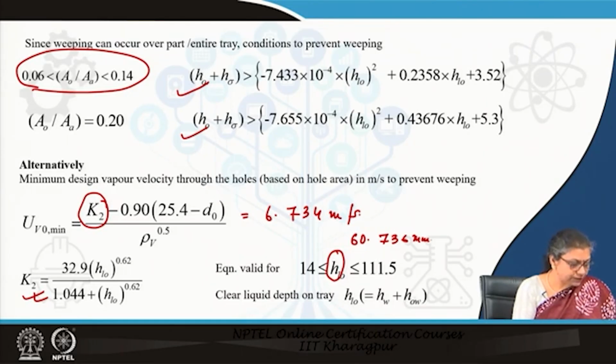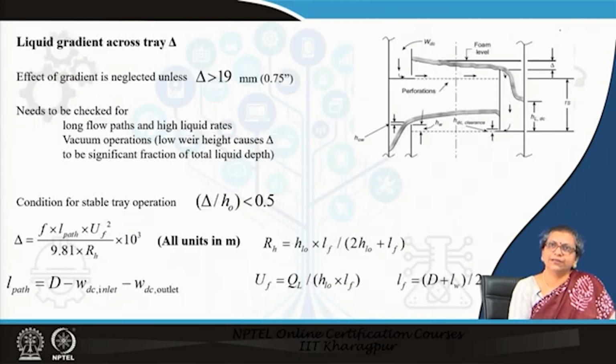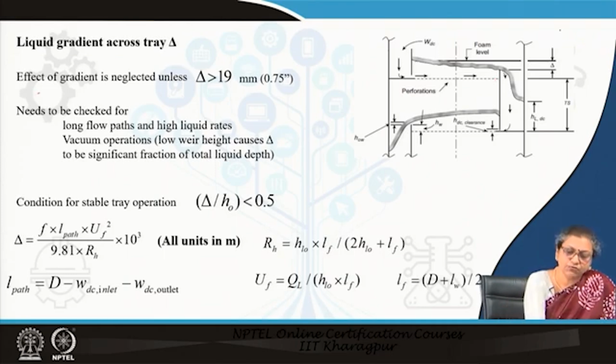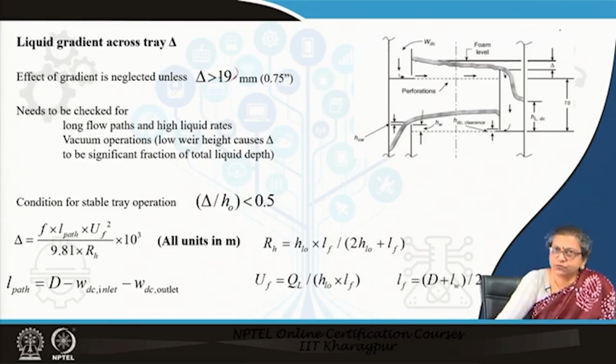Now after this, what is left after this, you tell me? The next thing which is left is the liquid gradient across the tray. You know that the liquid gradient should not be too high. Now, this liquid gradient poses a greater problem for bubble cap tray. In this particular case, you just need to check if the gradient is less than 19 millimeters or 0.75 inches. Only if it is greater than this, then it has to be taken into consideration. Generally, for sieve tray columns, we do not have this.